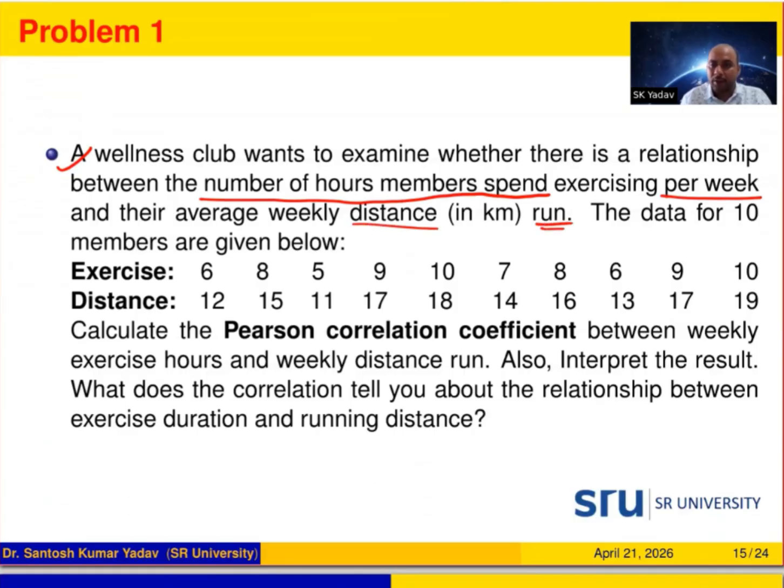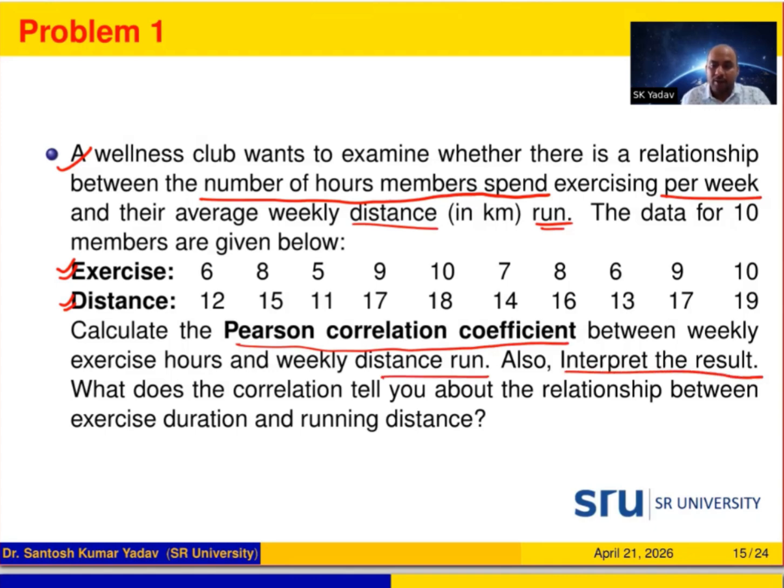So I also love running. So here are 10 given members, data is there, how much exercise they are doing and how much distance they are traveling per week. Okay, or they are running per week. So X and Y values are given. Calculate the Pearson coefficient of correlation between weekly exercise hours and weekly distance run.